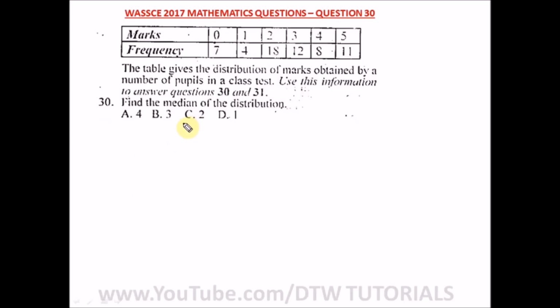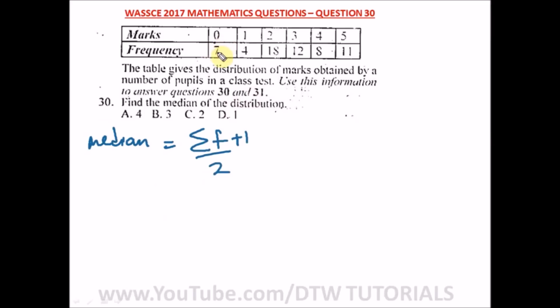Question 30 of our 2017 mathematics past question, that's your WAEC 2017. It says the table gives the distribution of marks obtained by a number of pupils in a class test. Use this information to answer this question. Question 30 says find the median of the distribution. So how do you find the median? Remember, our median is given as the summation of our frequency divided by 2. That's if it's even, but if the sum of the frequency is odd, you have to add 1. But for this particular question, let's find out.